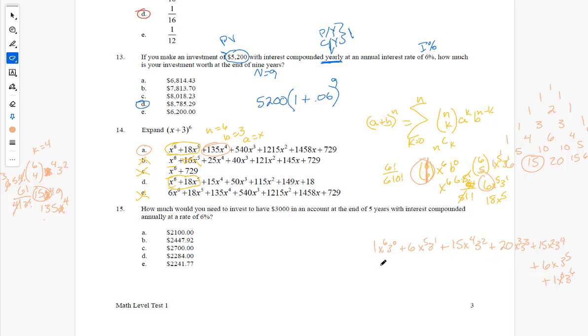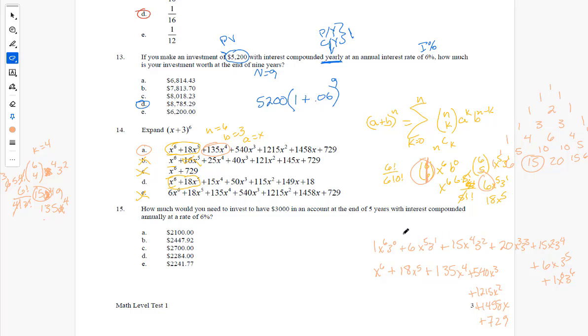And so this actually turns out, if you compute this out, we get 1 x to the 6th, plus 6 times 3 is 18 x to the 5th, plus 15 times 9 is 135 x to the 4th, plus 3 cubed is 27 times 20, that's 540 x cubed, plus 15 times 3 to the 4th, that's 15 times 81 is 1215 x squared, plus 6 times 3 to the 5th, 3 to the 5th is 243 times 6 is going to be 1458. And then plus 3 to the 6th, that's 729. And it actually gives you the whole thing right there.